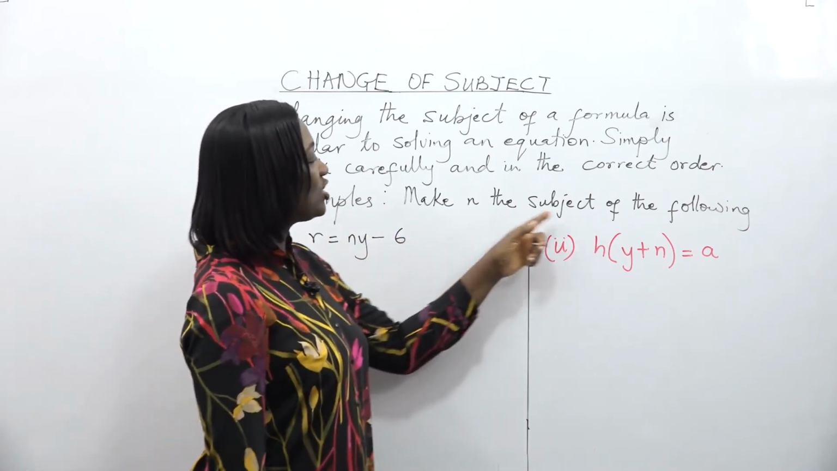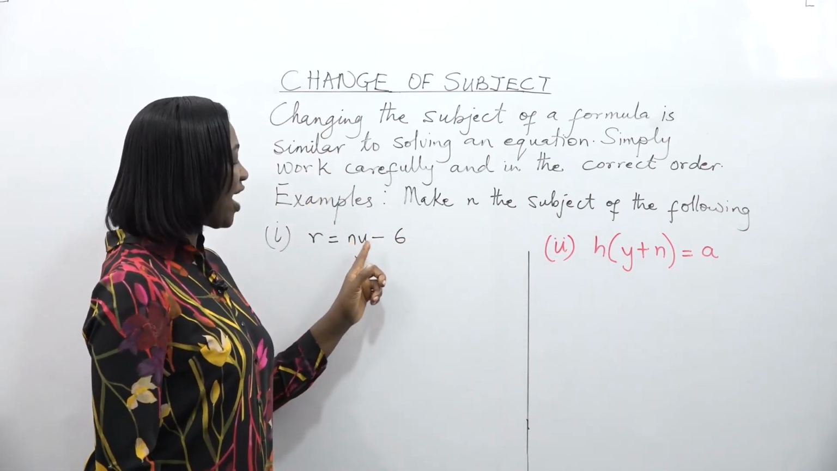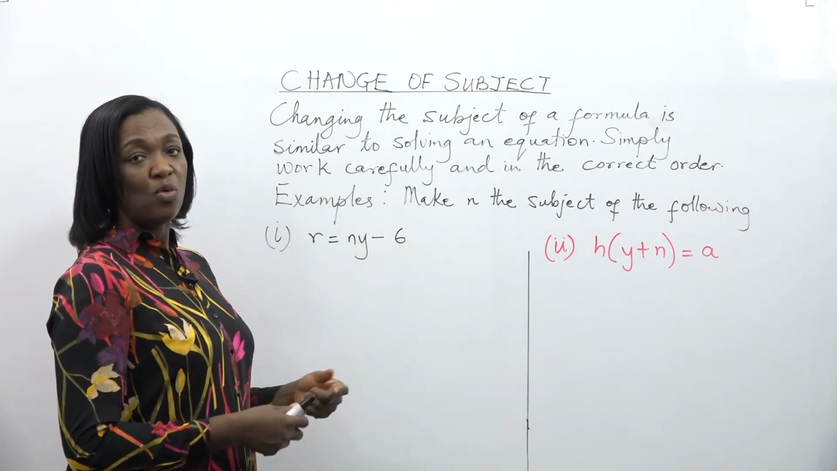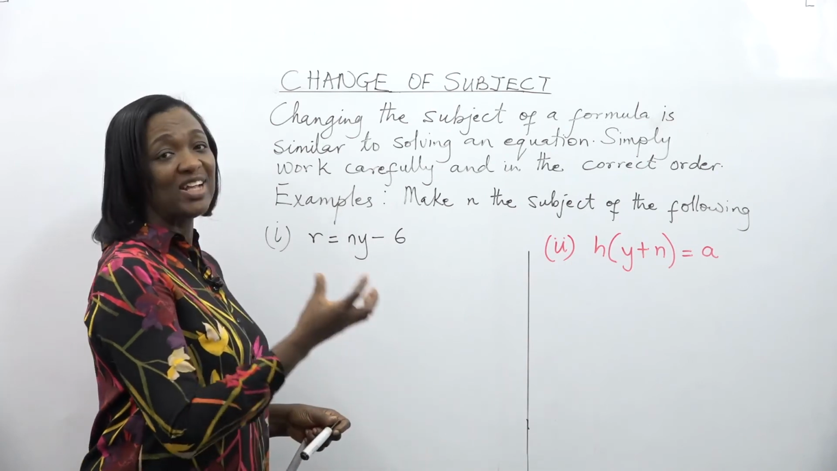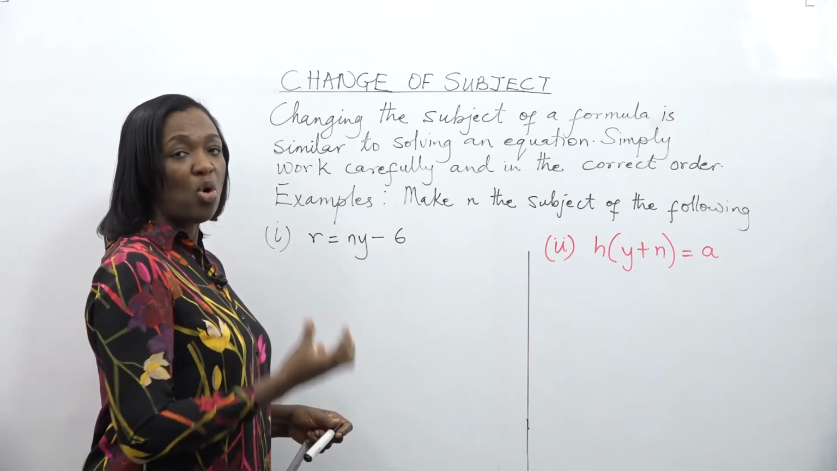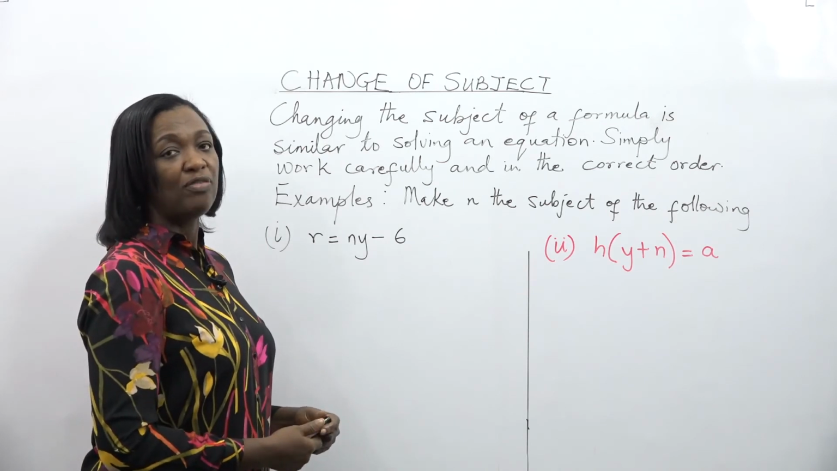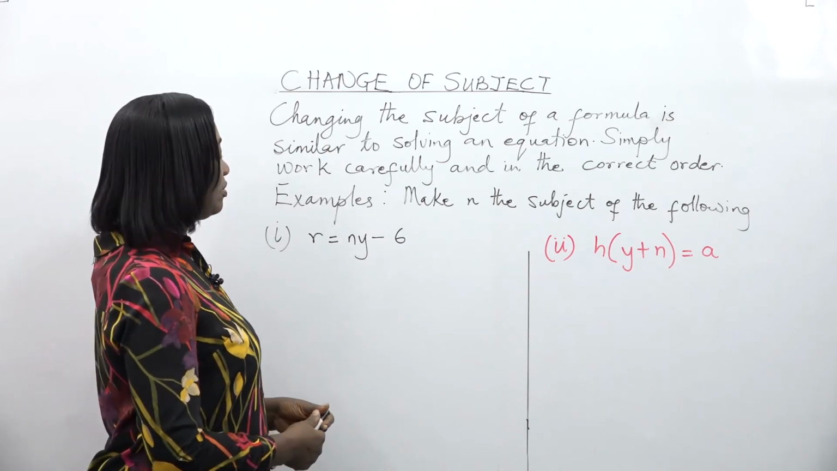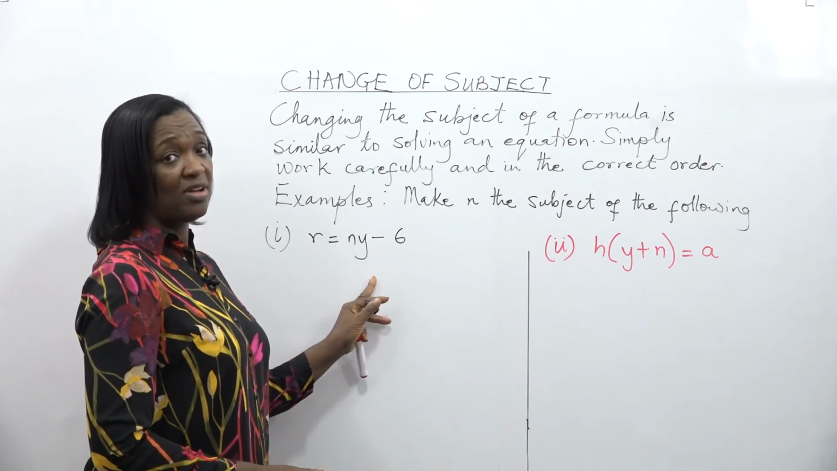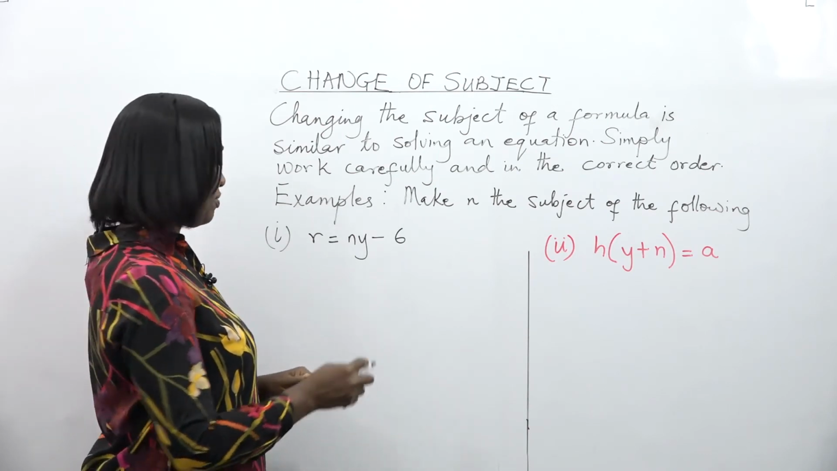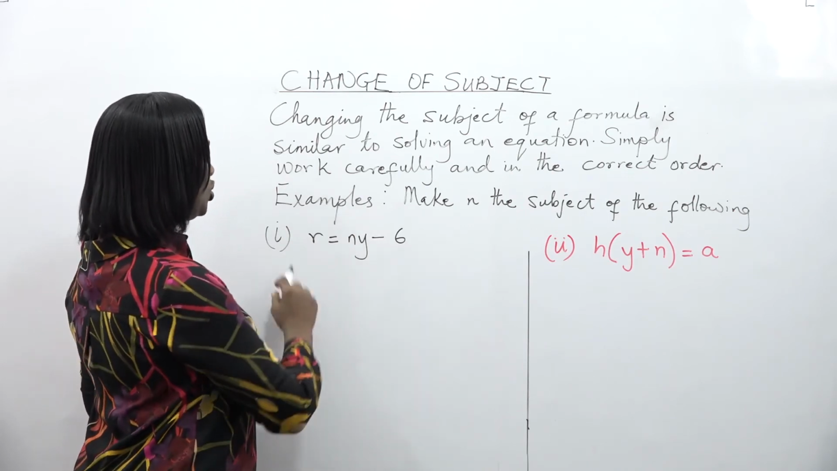Examples. Make n the subject of the following. r is equal to ny minus 6. We want n to be the subject of this formula. So we want to write n on its own, preferably on the left-hand side of the equation. We can still leave it on the right for a while because it's positive. So that's where we want it to be. And move minus 6 from the right to the left.